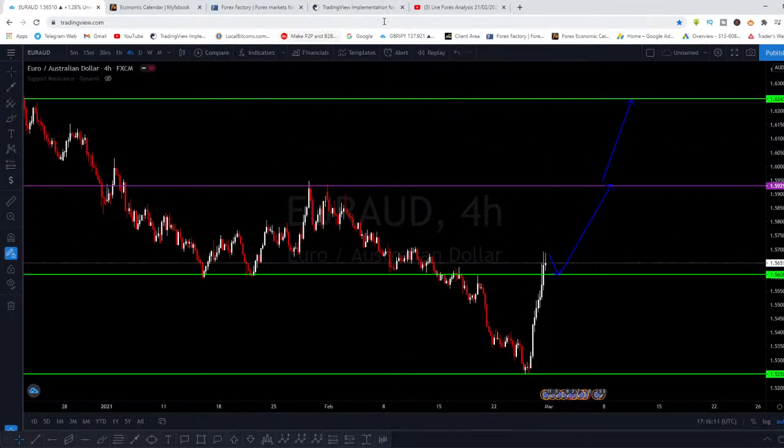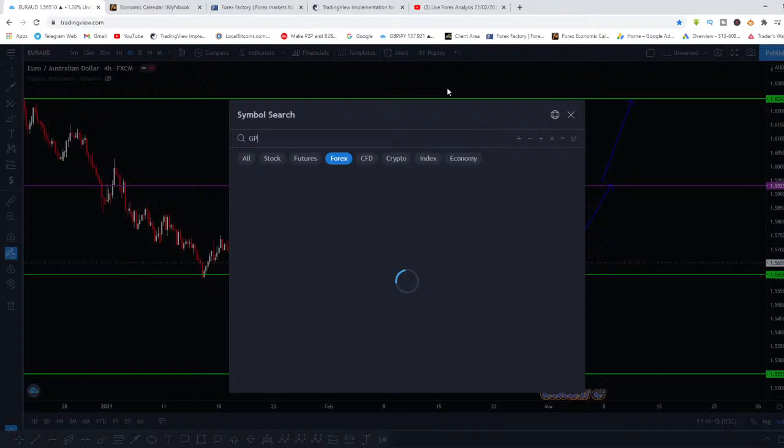So yeah, let's go down to GBP USD so that we can understand exactly what is going to happen on GBP USD when the market opens, guys. Okay, GBP USD.